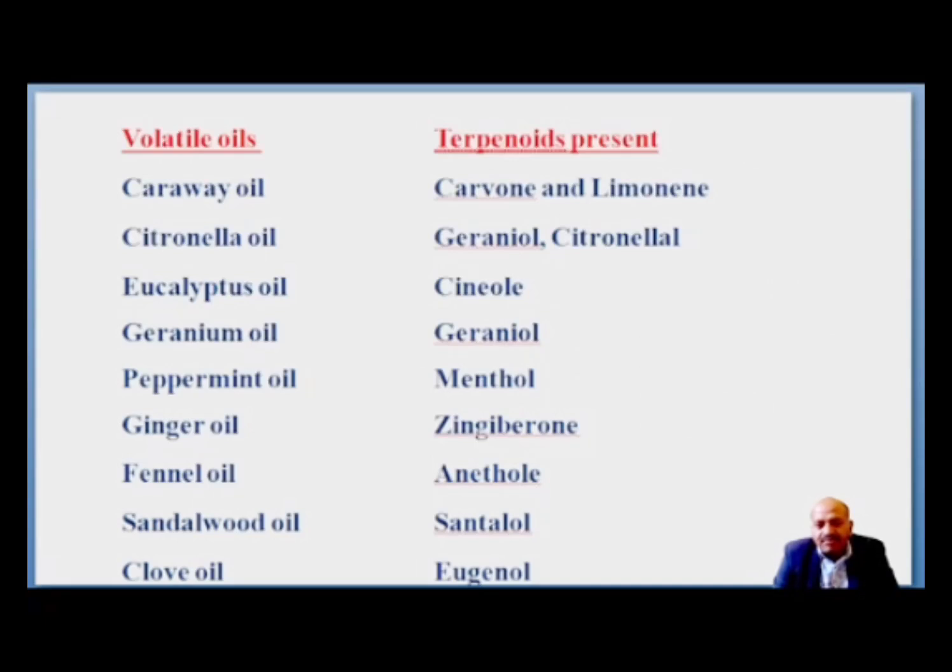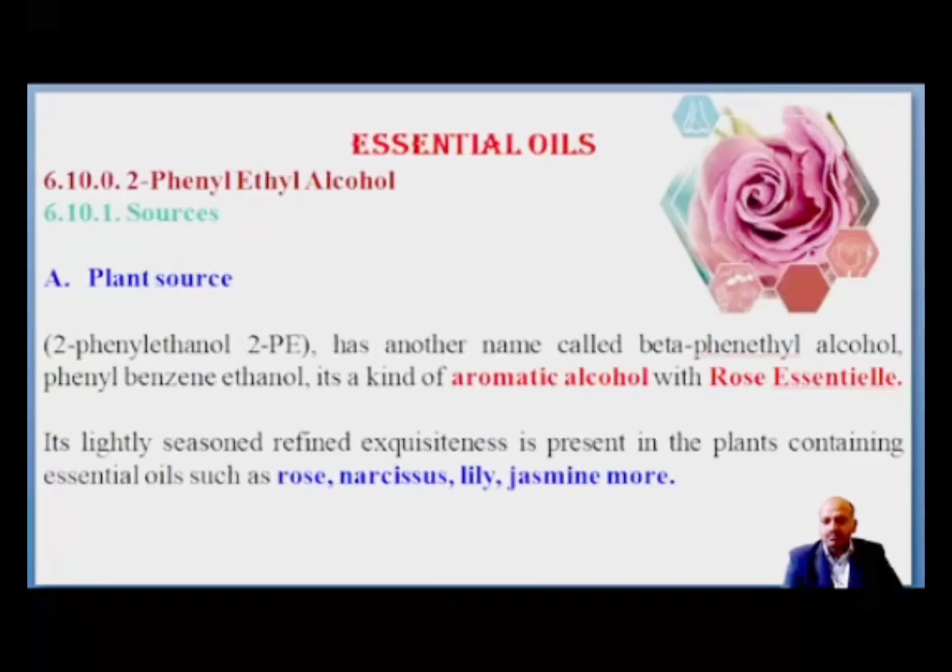So when we see the different types of volatile oils and the terpenoids present, for information: Caraway oil consists of carvone and limonene. Citronella oil contains geraniol, citronellal. Eucalyptus oil, cineole. Geranium oil, geraniol. Peppermint oil, menthol. Ginger oil, zingiberone. Fennel oil, anethole. Sandalwood oil, santalol. Clove oil, eugenol. This is about the volatile oils and the terpenoids present in them.